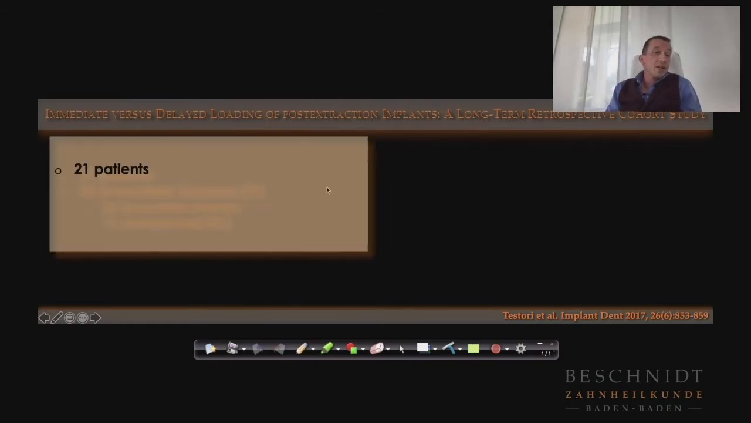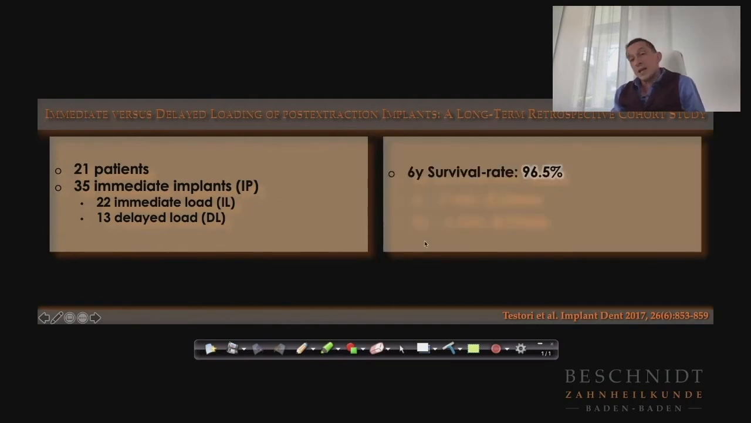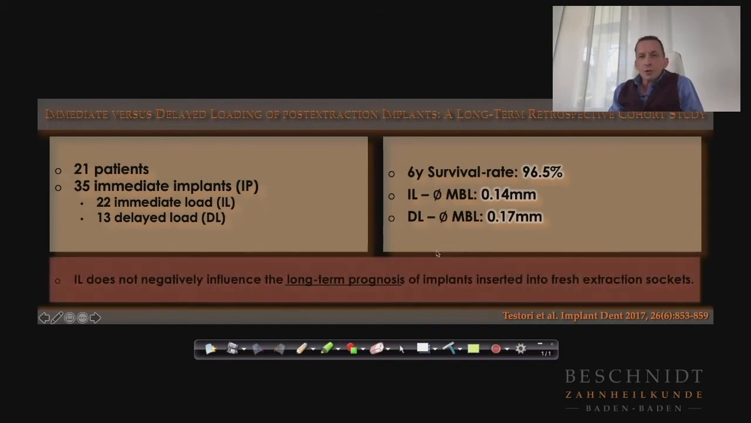And I'd like to show you some literature with long-term results. Here is the first one from Testori, looking at 21 patients with in total 35 immediate implants, and 22 of them were also immediately loaded, the rest delayed loaded. And looking at the 6-year survival rate, we end up with more than 95%. We have an average bone level of 0.14 millimeters, which is quite acceptable to very good. And in the delayed loading, we have the same amount of bone level. So they conclude that the long-term prognosis of these implants in fresh extraction sockets is not negatively influenced.